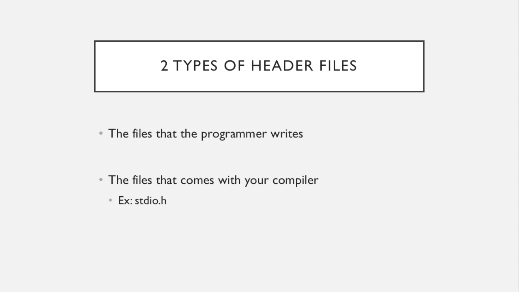So there are two types of header files. The first type is the file that the programmer themselves writes. The second type is the files that come with your compiler. Within your compiler, there are many different types of header files that are available for you to use. One that most people who code in C do use and know is stdio.h. Within that header file, there are many functions. Some of the most commonly used are the input-output functions like printf and scanf, if you are familiar with C.